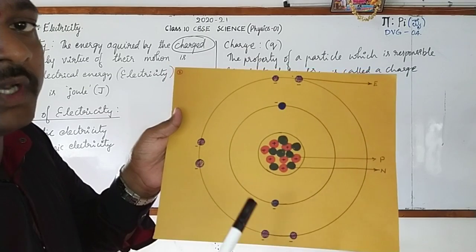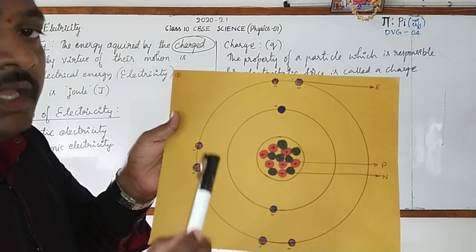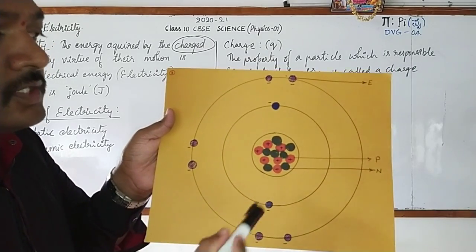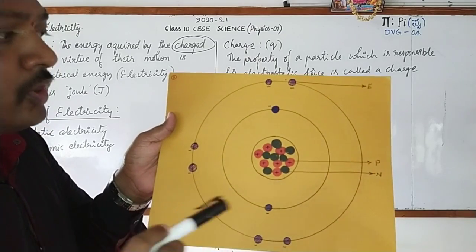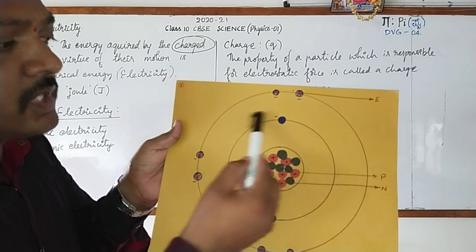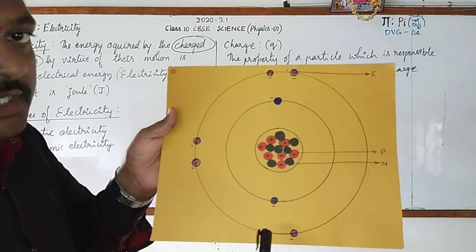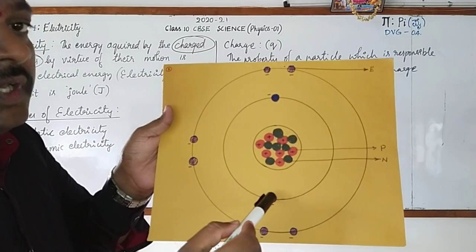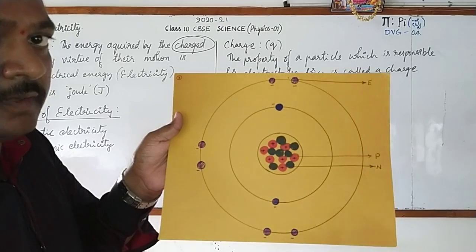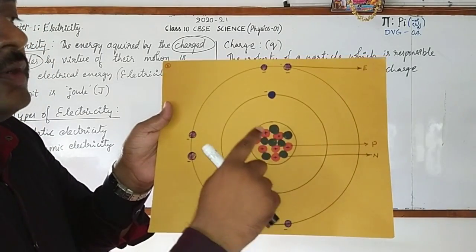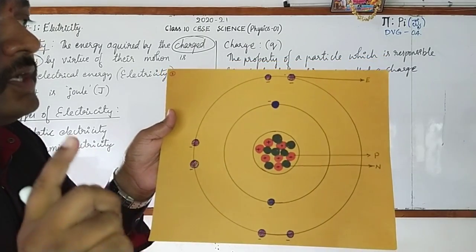These particles are known as protons. And what about the black ones? They do not carry any charge, hence they are called neutral, and they are neutrons. You can also observe some more particles which are revolving around the nucleus in different orbits, and these particles carry negative charge and are called electrons. Got it? So protons, electrons and neutrons are the fundamental particles of an atom.